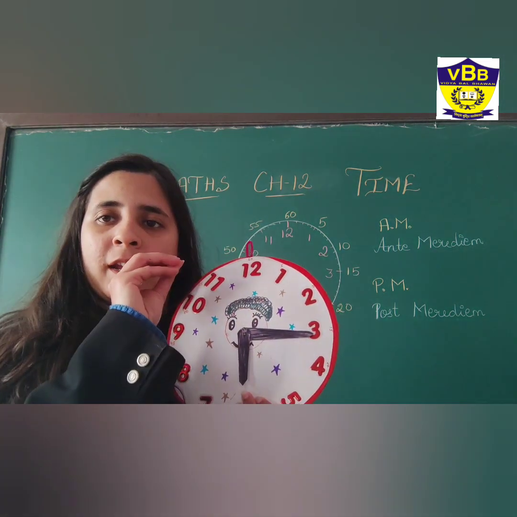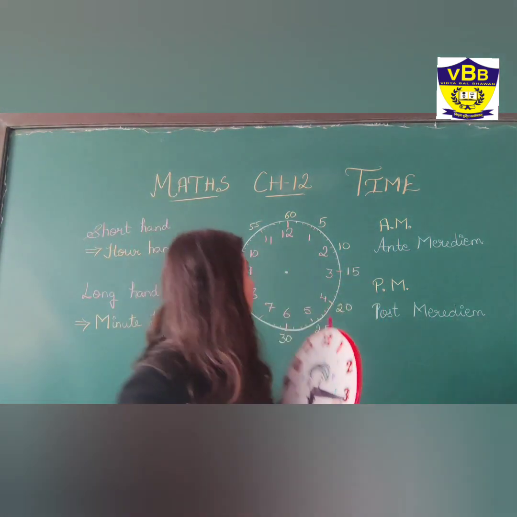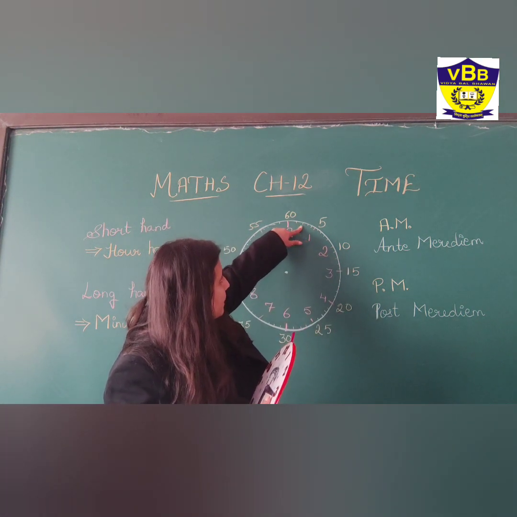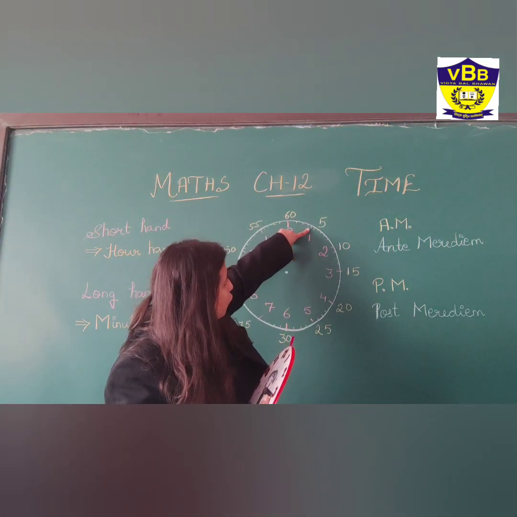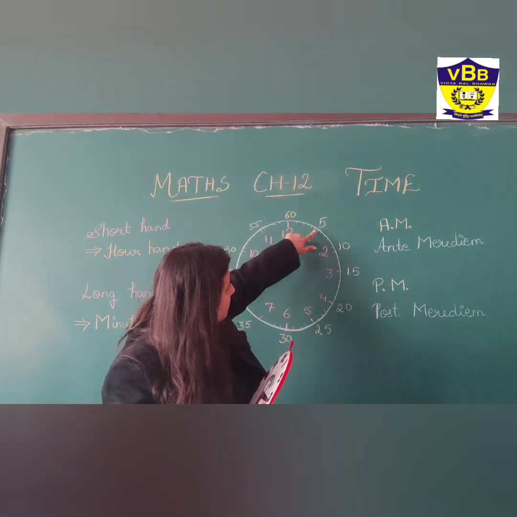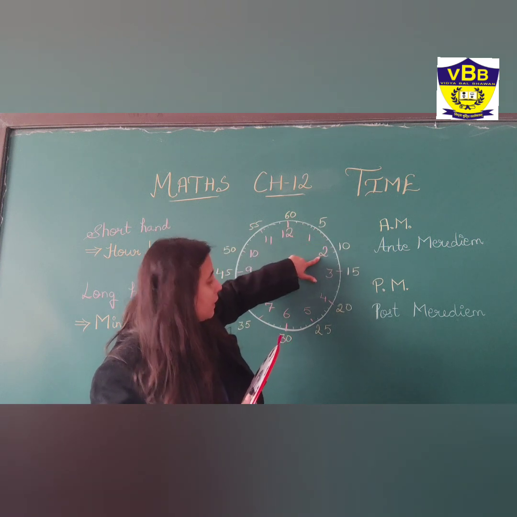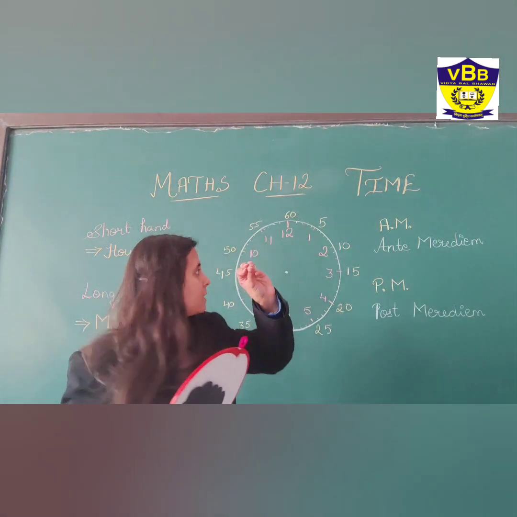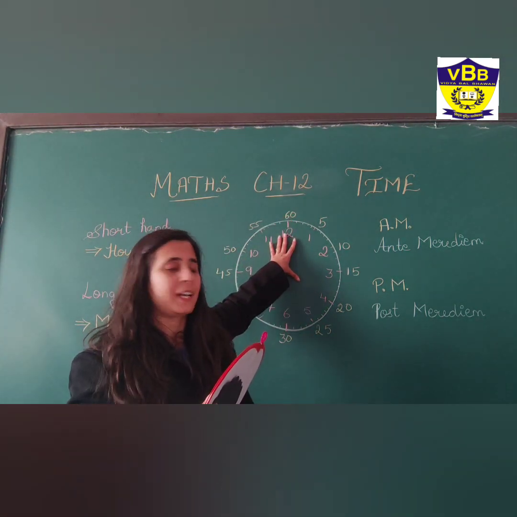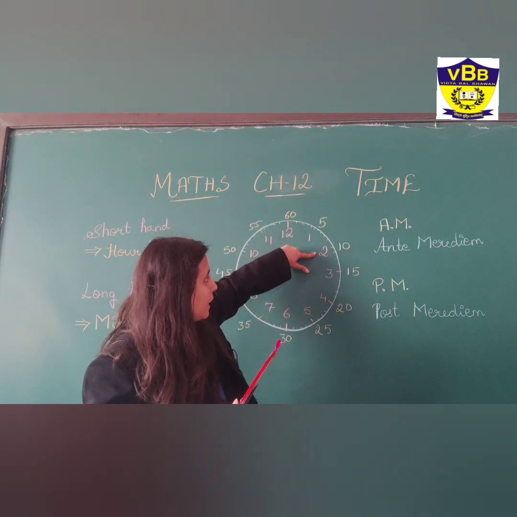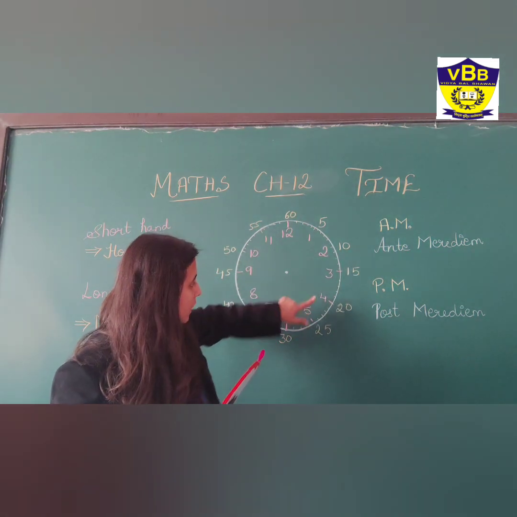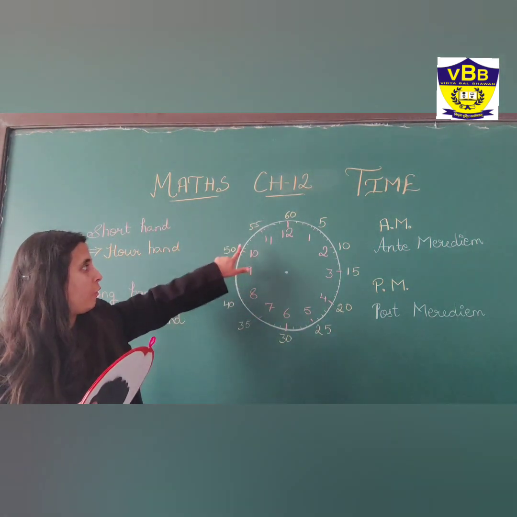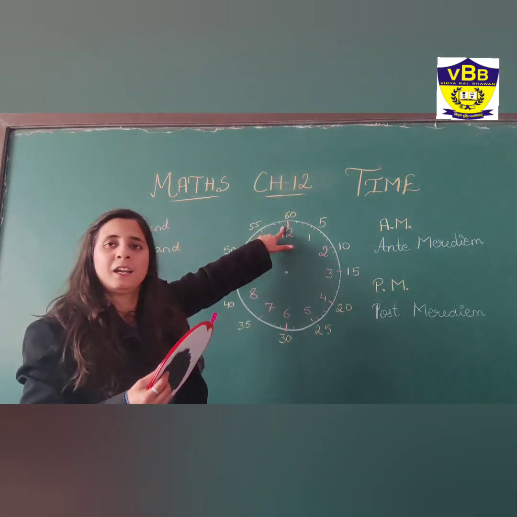Between each number there are 5 strokes. So if I say that this is 1 minute, this will be our second minute, third minute, fourth minute, fifth minute. Then comes 6, 7, 8, 9, 10. So each number is having a distance of 5 minutes. In our clock, we follow the table of 5. 5, 10, 15, 20, 25, 30, 35, 40, 45, 50, 55 and 60.